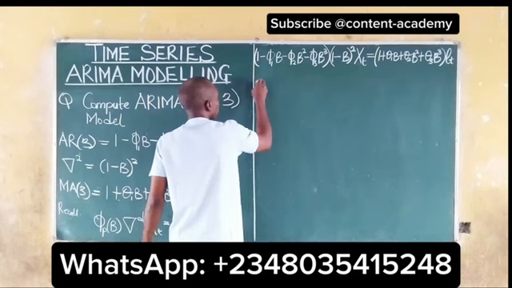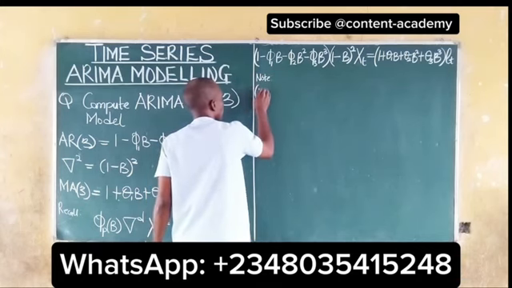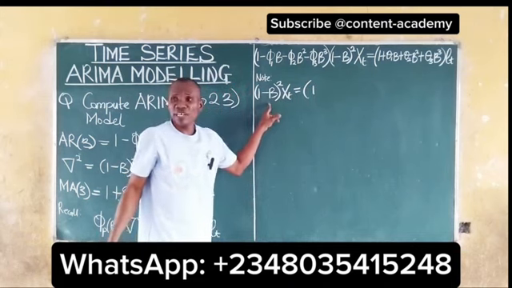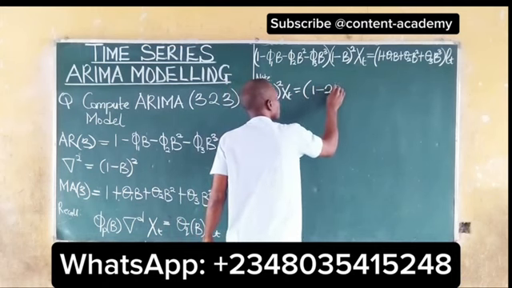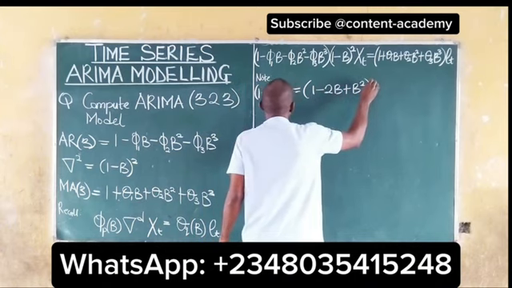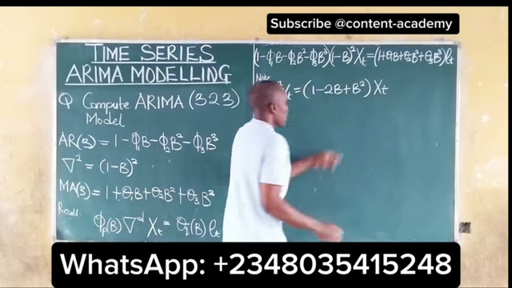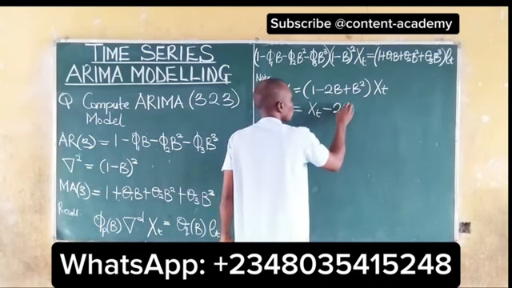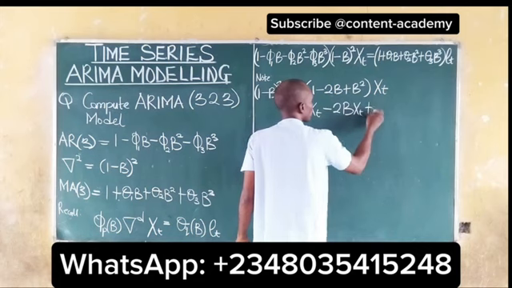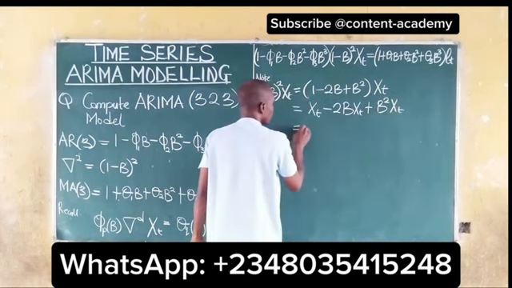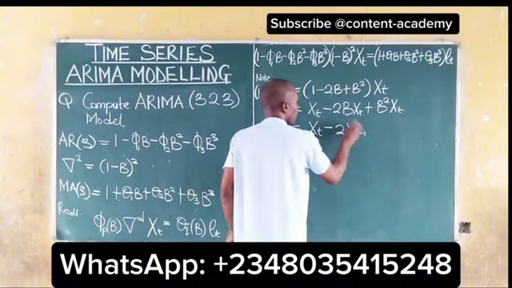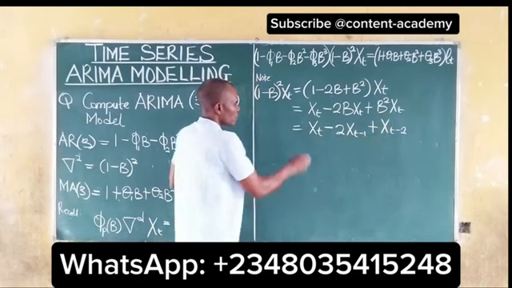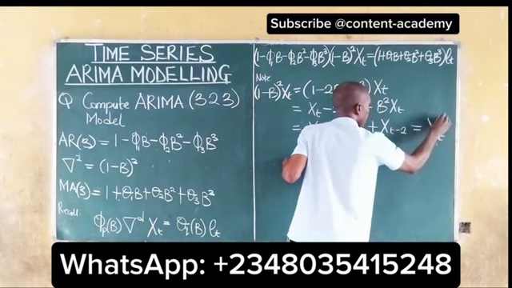Now, we should recall that 1 minus B squared X_t is equal to, if we open this from the quadratic equation, 1 minus 2B plus B squared, then X_t. Now, if we multiply this X_t by this, we get X_t minus 2B X_t plus B squared X_t, which is the same thing as X_t minus 2 X_{t-1} because of the backward shift, plus X_{t-2} because of the backward shift before it. Now, the whole of this, we can take it to be X_t double prime.